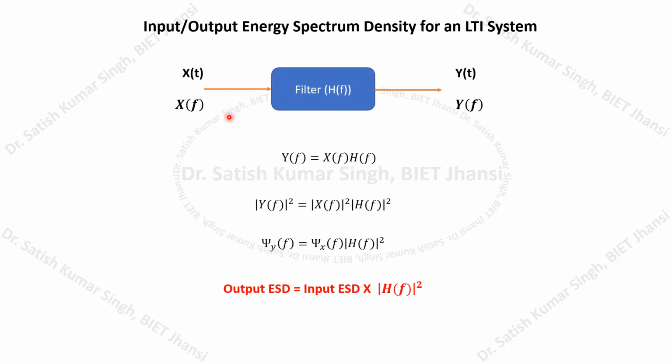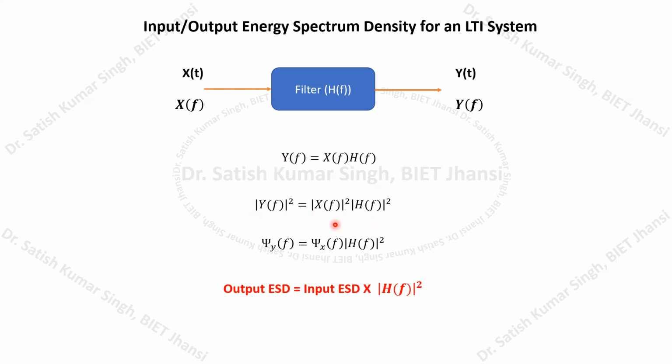So how to calculate Y(f)? We know that Y(f) will be X(f) multiplied with H(f). Remember that this X(f) is the Fourier transform of x(t); it is not the energy spectral density function. So Y(f) equals X(f) times H(f). Here you can take the mod and square it, so mod of Y(f) whole square equals mod of X(f) whole square times mod of H(f) whole square.